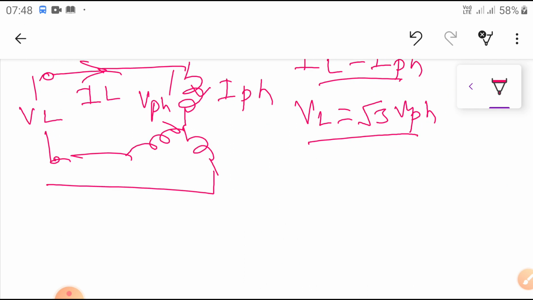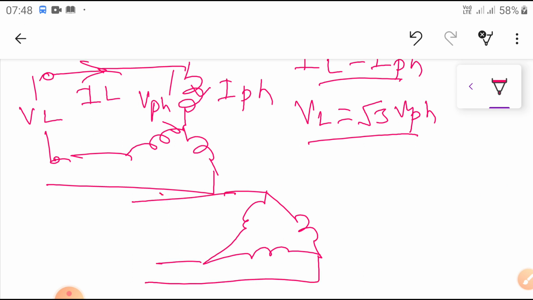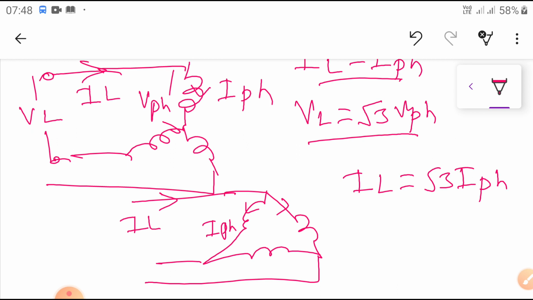Whereas in delta connection, what has happened? The line current is divided into two phases. That means this is the I phase current. Then IL is equal to √3 times the I phase current in the case of delta connection. Then what is the voltage? Whatever the VL is connected, the same voltage is the V phase also. That means VL is equal to V phase. This basic concept is utilized in our application.